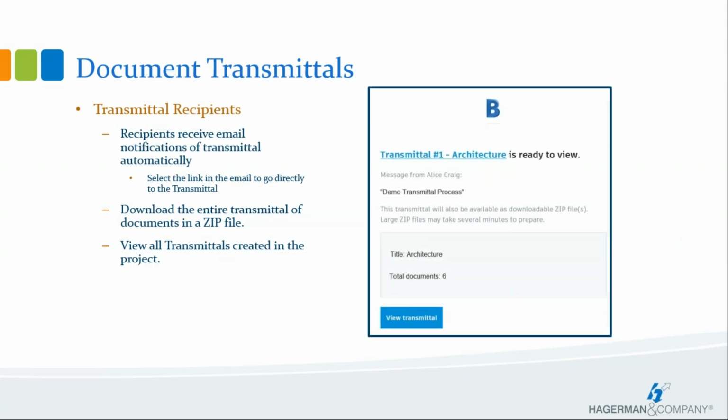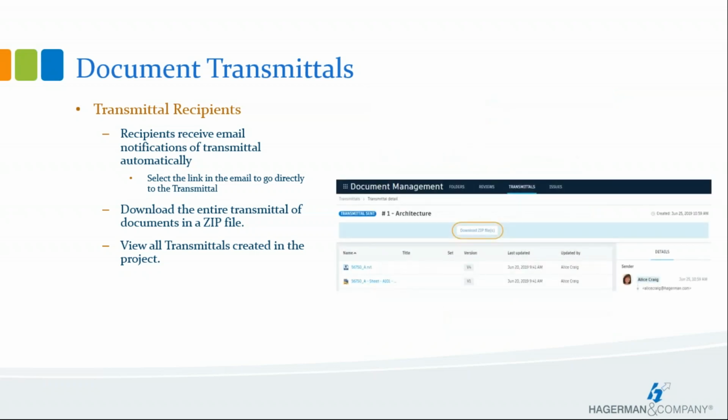The recipients of the transmittals are notified via email when the transmittal is ready. Recipients can select the link in the email to go directly to that transmittal. Selecting the link will take them directly to the files in that particular transmittal. So it took it straight to that transmittal one.